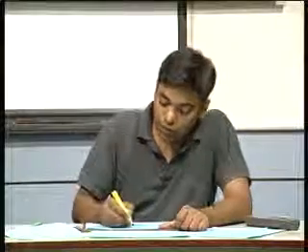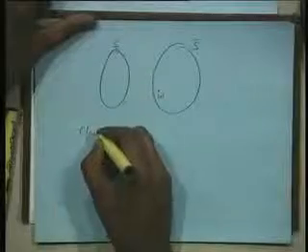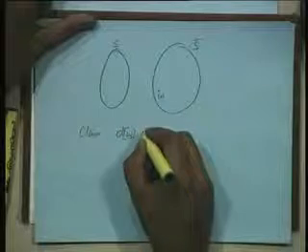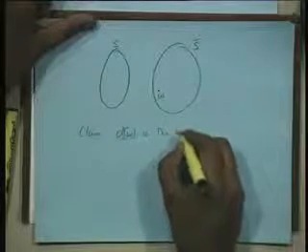Good. So, the claim is, so now what we are claiming is d of w is the length of the shortest path.